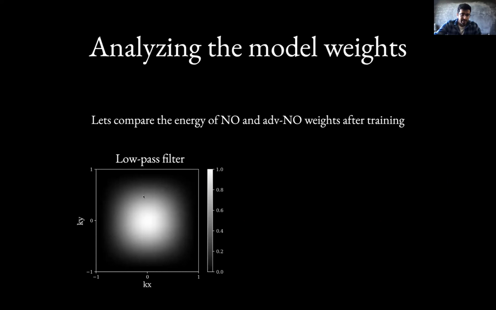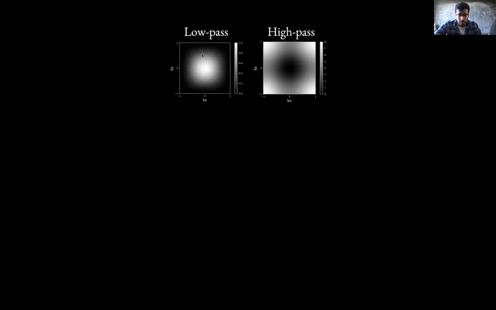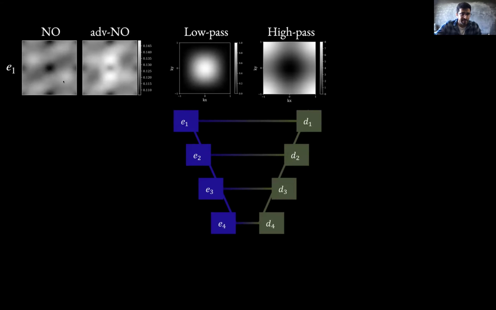It allows the low wave numbers, with kx and ky representing the wave numbers, to pass by, and the high pass filter is the other way around. It allows the higher wave numbers to pass through. So this is the low pass filter and this is the high pass filter. And we were using a U-Net based neural operator in this exercise. Let me call E1, E2, E3, E4 the 4 encoders and D4, D3, D2, D1 the corresponding 4 decoders. And we compute the magnitude of the Fourier transform of the learned kernels of the neural operator and the adversarially trained neural operator and print them side by side.